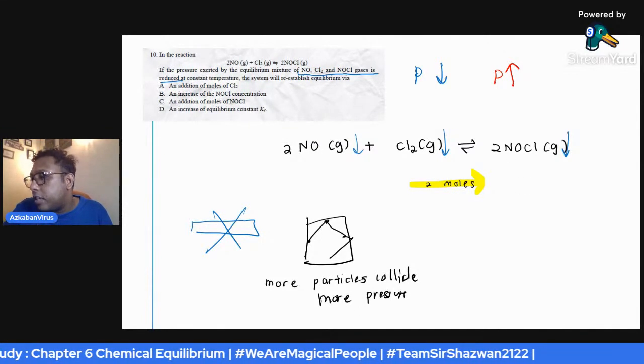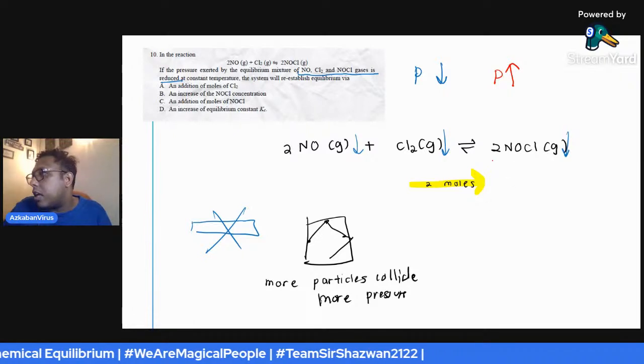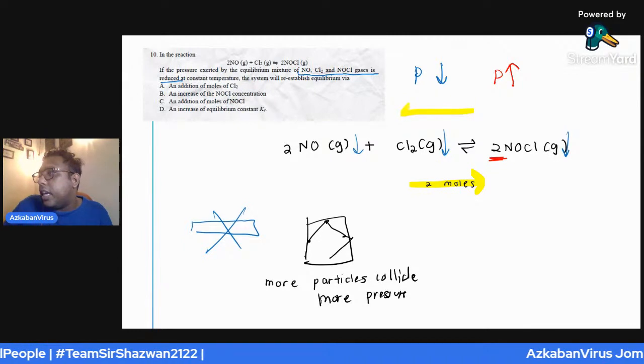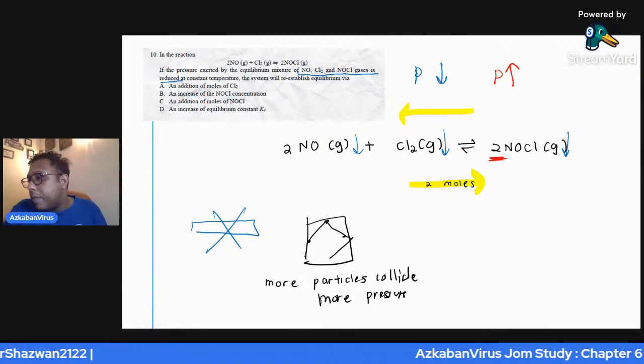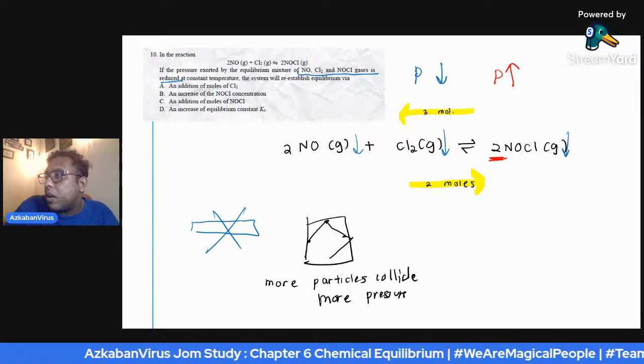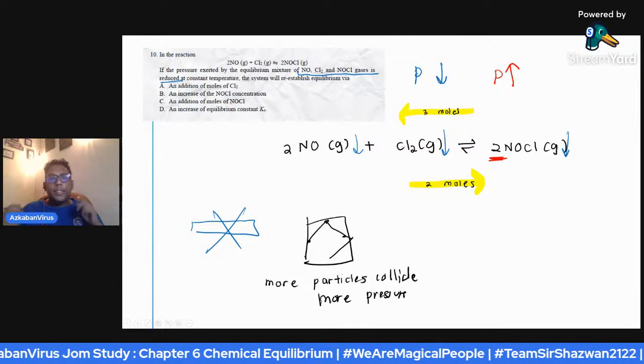setiap kali dia pergi, dia menghasilkan 2 mol. Okay, 2 mol. Mana saya tahu 2 mol? Ni. Tapi, kalau dia pergi ke kiri, setiap kali dia pergi, dia menghasilkan 2 tambah 1, which is 3 mol. Okay, dia menghasilkan 3 mol.